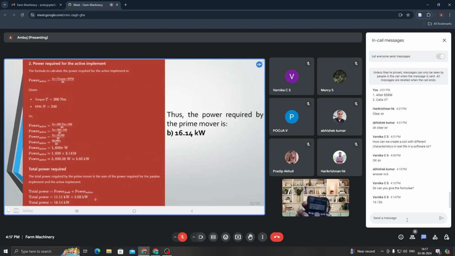Yes, you would be able to see it. I have written it here also. 5026.548, this value I got, which is approximately 5.03 kilowatt. Now I'll sum 11.11 plus 5.03. What is the answer? 16.14. Got it? Any doubt?